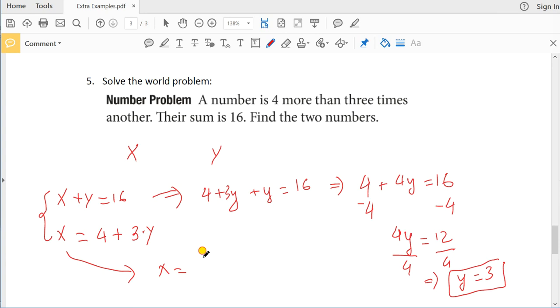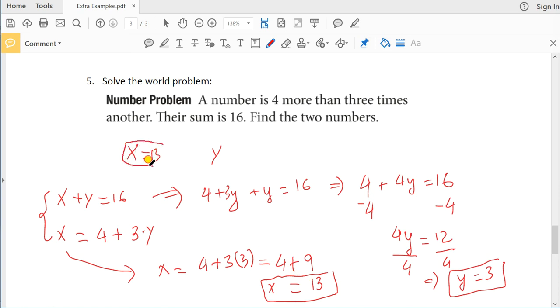I already have x in terms of y in the second equation, so let's just use this equation. So x equals 4 plus 3 times y, and y now is 3. So 4 plus 3 times 3 is 9, and 9 plus 4 is 13. So the two numbers that we are looking for, x and y, are 13 and 3.